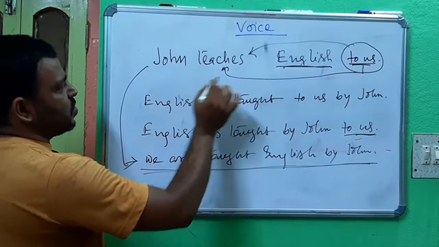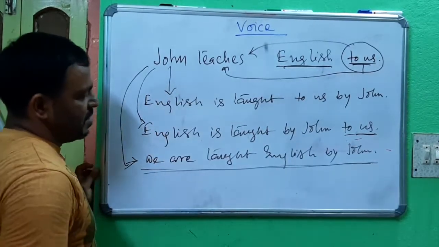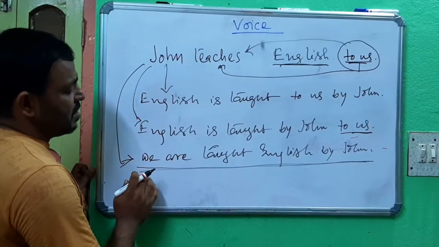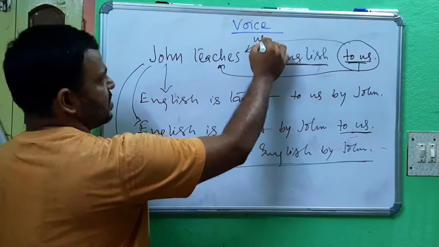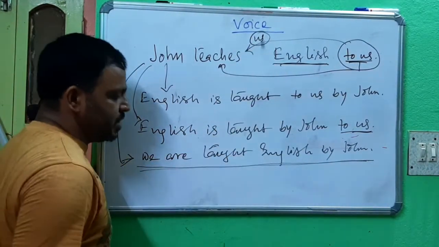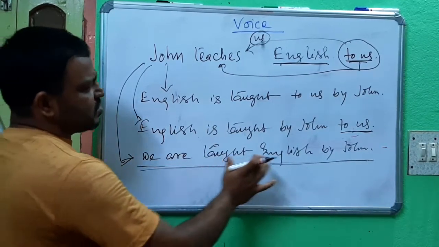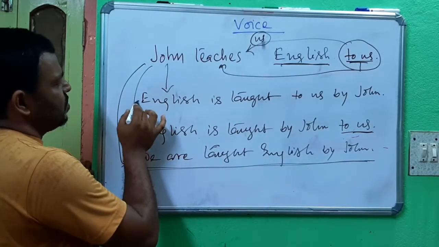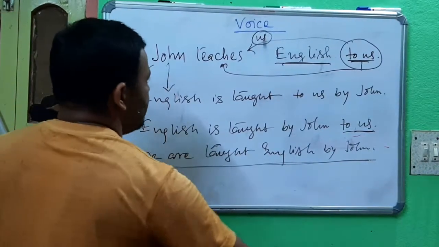So I will suggest doing it in this sentence or in this sentence. There is no difference in meaning if we use us here in place of the object. There is no basic difference, but the structural difference is there. So I will suggest you do either this or this. It would be errorless.